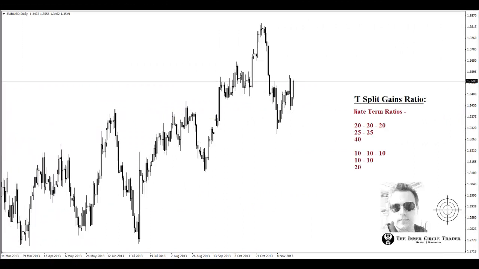Okay, guys, we're going to be looking at the intermediate term ratios. Now, what is a split gain ratio? Well, it's something I just classified for teaching purposes because I don't have any real specific name for it. I'm giving you these ideas to stimulate your decision making in your own trading.